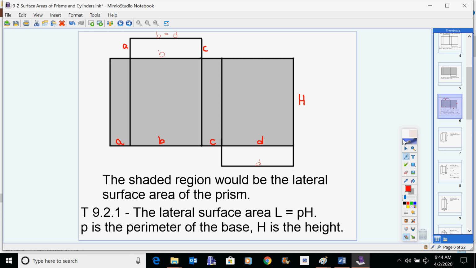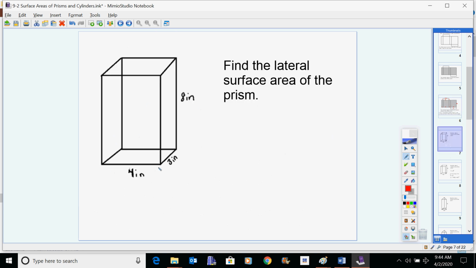But lateral surface area is really just taking the perimeter of the base and multiplying it times the height, because all the prisms can be folded out like this. So let's look at an example. Okay. Here's my base, and think about it being folded out. We have the perimeter of the base, and this is the height.